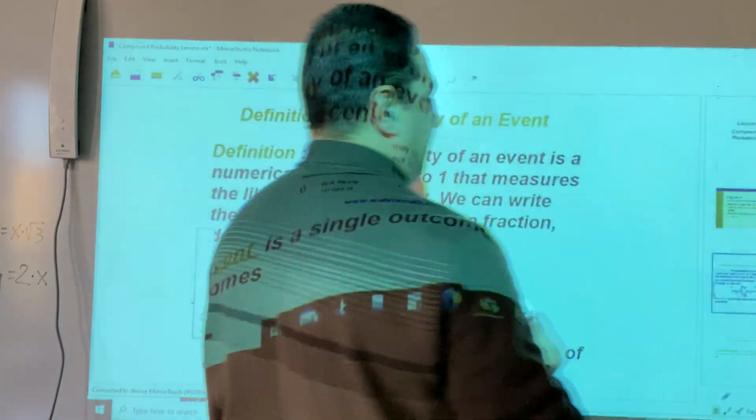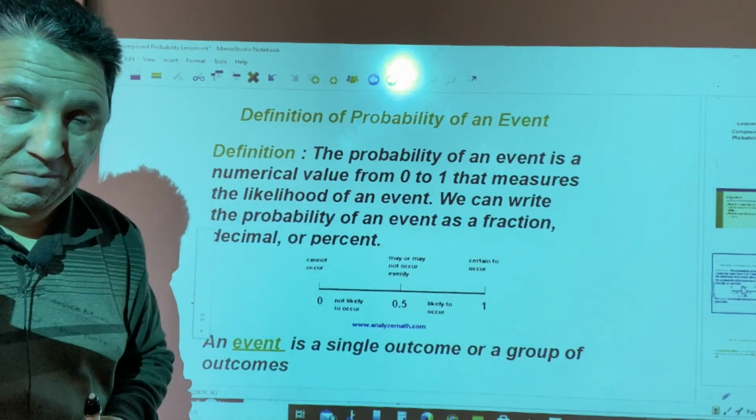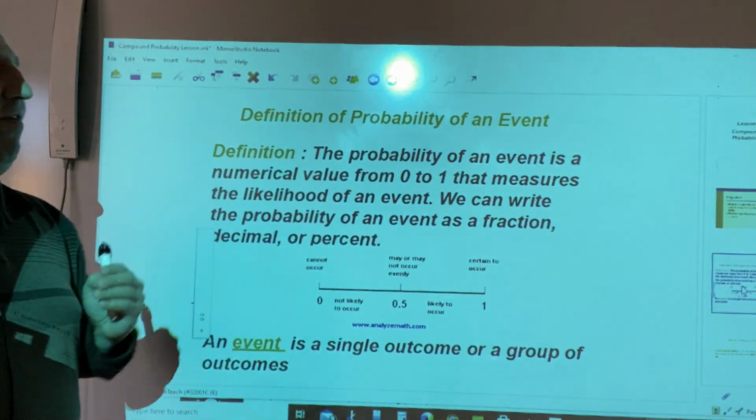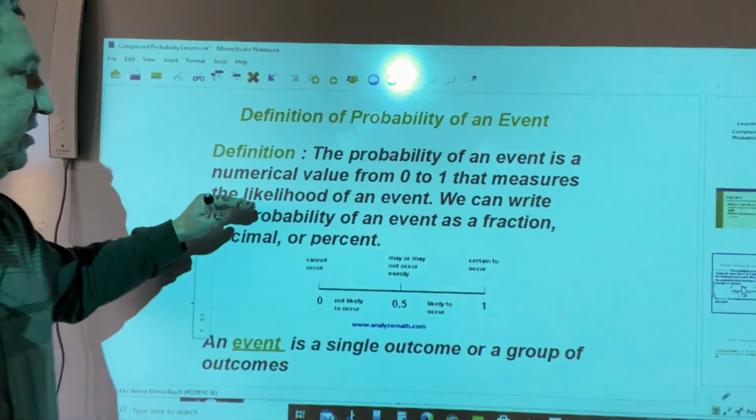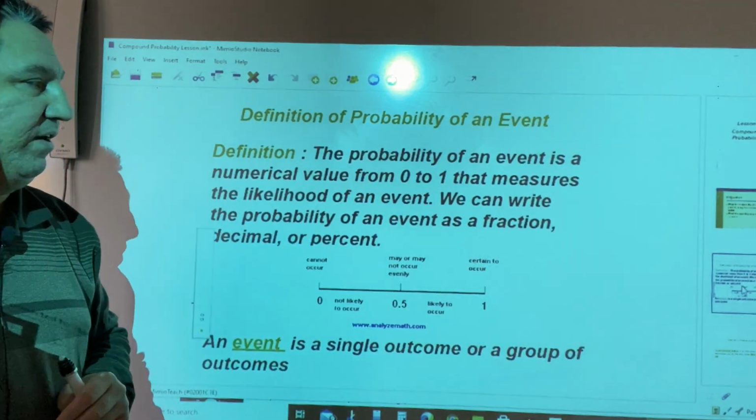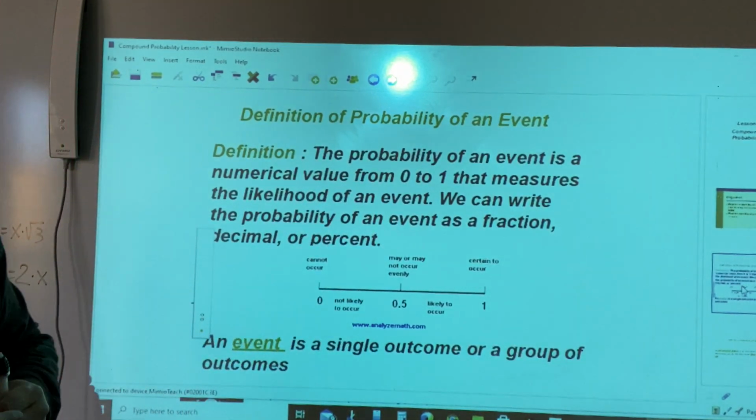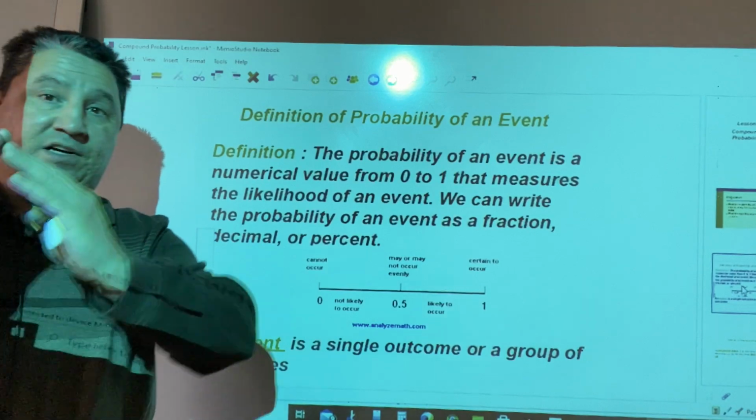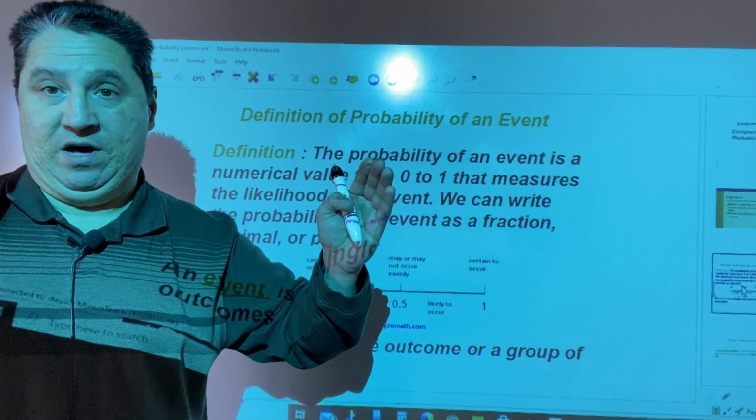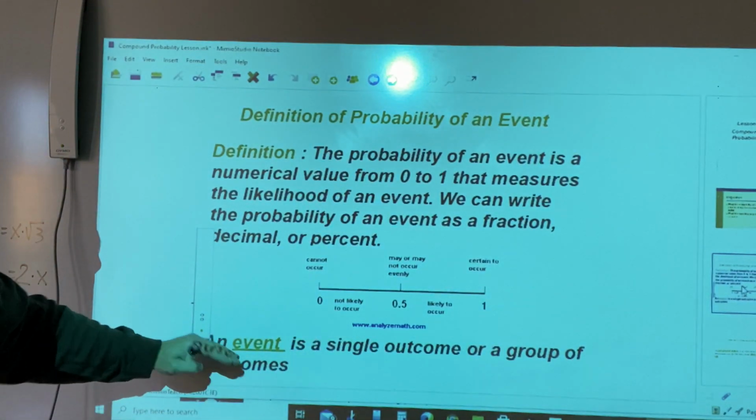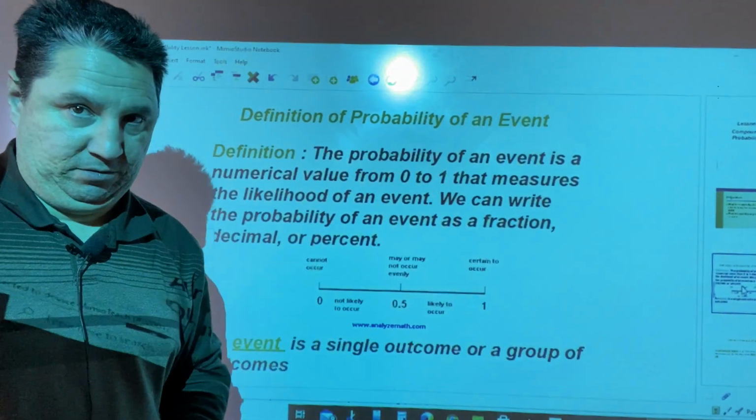Now, first, let's recall the definition of probability. Probability of an event is a numerical value from 0 to 1 that measures the likelihood of an event. We can write the probability of an event as a fraction, decimal, or percent, right? In other words, a probability of an event is a number between 0 and 1. Good? An event is a single outcome or a group of outcomes.